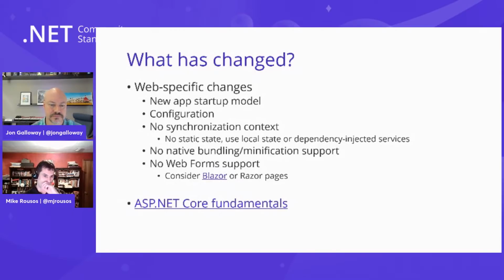Some other things that don't come up as often, but bundling and minification works differently now. It's not something that happens at runtime as an ASP.NET feature. We do have some libraries that can do this for you at runtime if you want to go back to that model, but it's not really the default anymore. And then Web Forms is not supported. If you've got an app that's MVC or Web API, that's going to come over relatively easily. But Web Forms is one of those unsupported technologies that didn't come to .NET 6. So you need to look at alternatives like Blazor or Razor Pages.